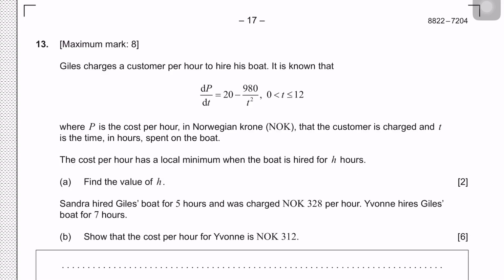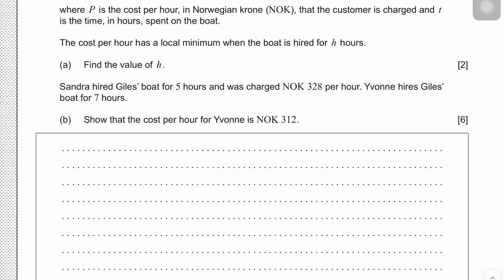Part A asks us to find the value of h. So A is the point at which cost per hour is minimized. So how can we use our derivative to find that out? I'm going to draw a quick sketch to just give an example of how the derivative kind of relates to a regular function. Just going to do it for, let's say, y and x.